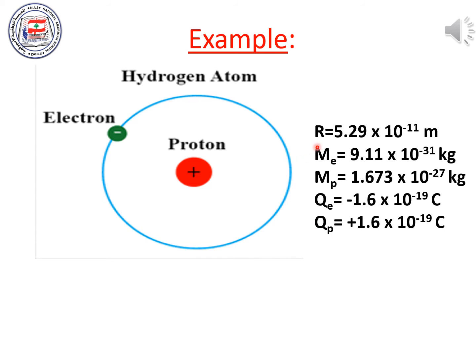So the mass of the electron is 9.11 times 10 to the power minus 31 kilograms. The mass of the proton is 1.673 times 10 to the power negative 27 kilograms. The charge of the electron is negative 1.6 times 10 to the power minus 19 coulombs, and the charge of a proton is positive 1.6 times 10 to the power minus 19 coulombs. The given is the distance between them, which is the radius of the hydrogen atom, equal to 5.29 times 10 to the power negative 11 meters.